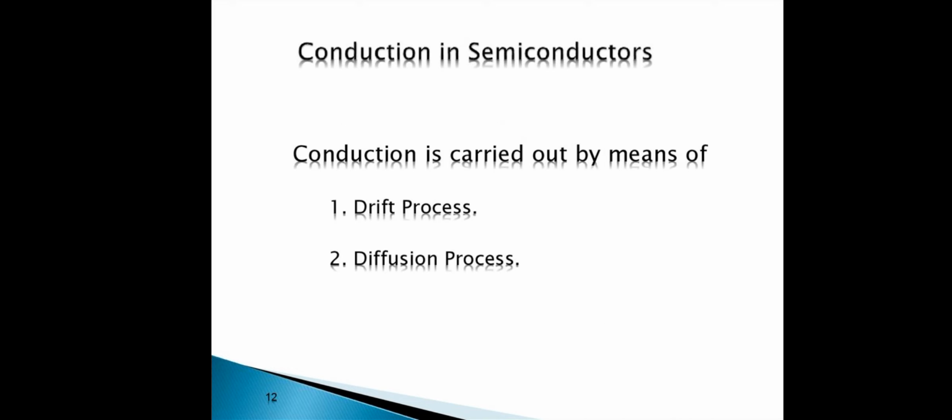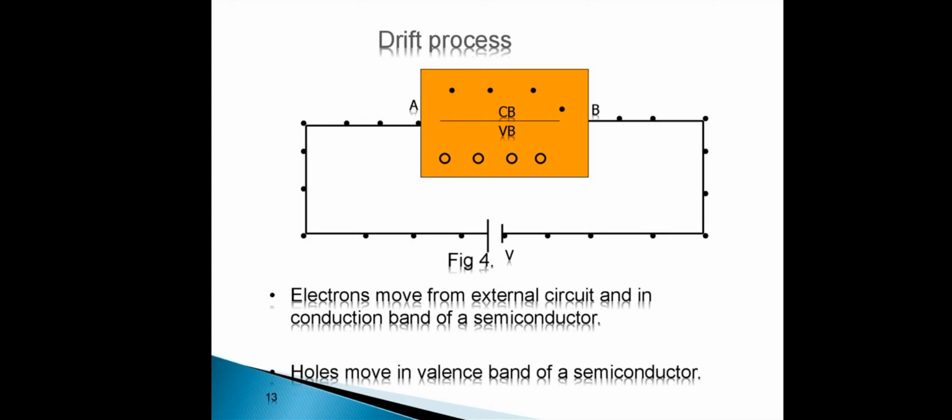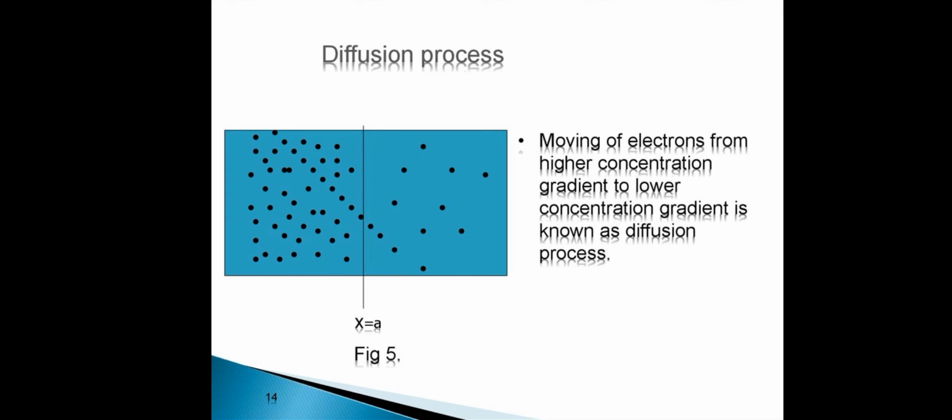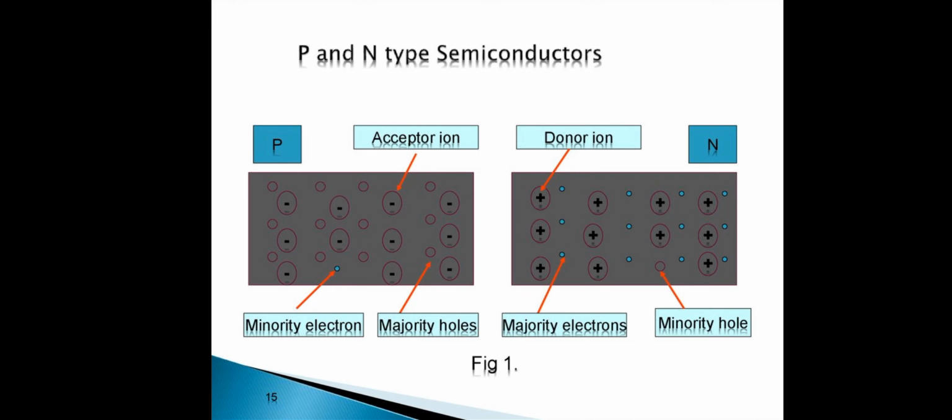And this is the conduction in semiconductor. Conduction is carried out by means of drift process and diffusion process. In the drift process, electrons move from the external circuit in the conduction band of the semiconductor. Holes move in the valence band of the semiconductor. Next, it is diffusion. Moving of electrons from higher concentration gradient to lower concentration gradient is known as diffusion.